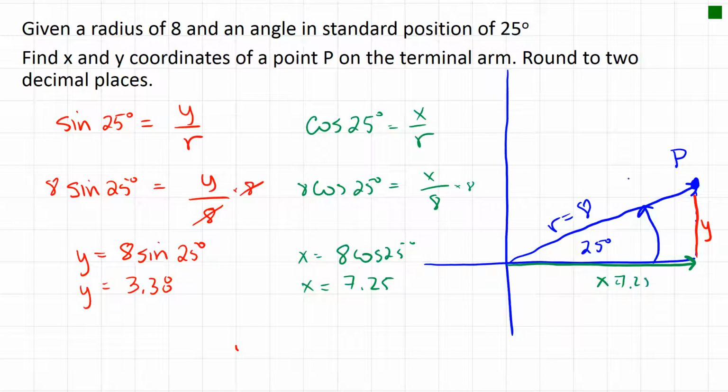And it's important to just do a little double check to make sure that you haven't made any really big errors, because the radius should definitely be bigger than both of these sides. So that's one way to check at least some of your calculation errors.